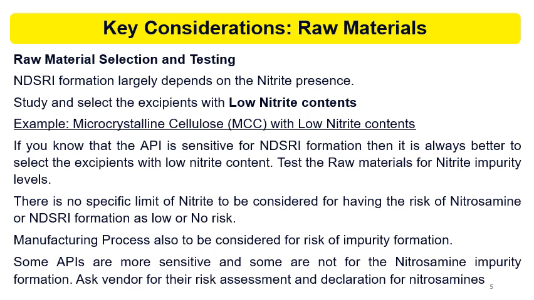But it is a key consideration whenever there is a problem of nitrosamine or if your product is sensitive for the nitrosamines. Manufacturing process also is considered for a risk assessment, and it is related to the risk of impurity formation. Some APIs are more sensitive and some are not at all sensitive for the nitrosamine impurity formation. That's why whenever you do the risk assessment and if you find that the API is sensitive, that time go for the selection of raw materials which have the low impurity content. Ask the vendor for their risk assessment and declaration for the nitrosamines. Always keep in hand the nitrosamine declaration provided by the vendor.